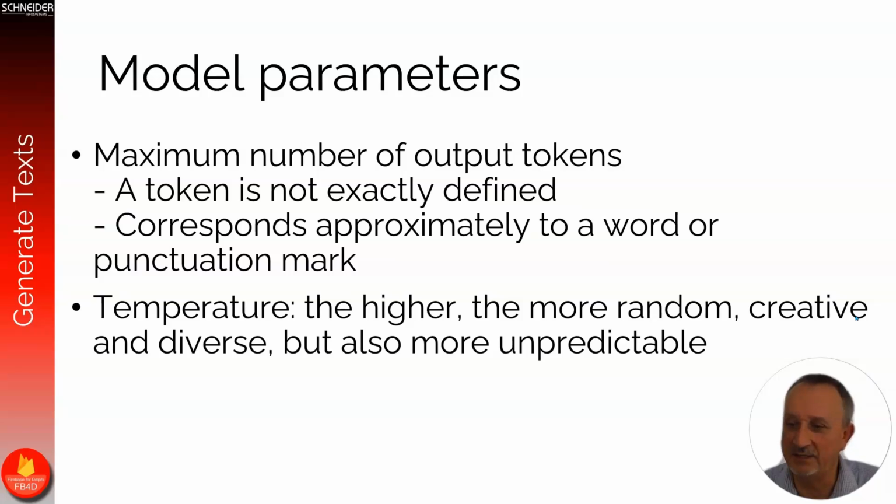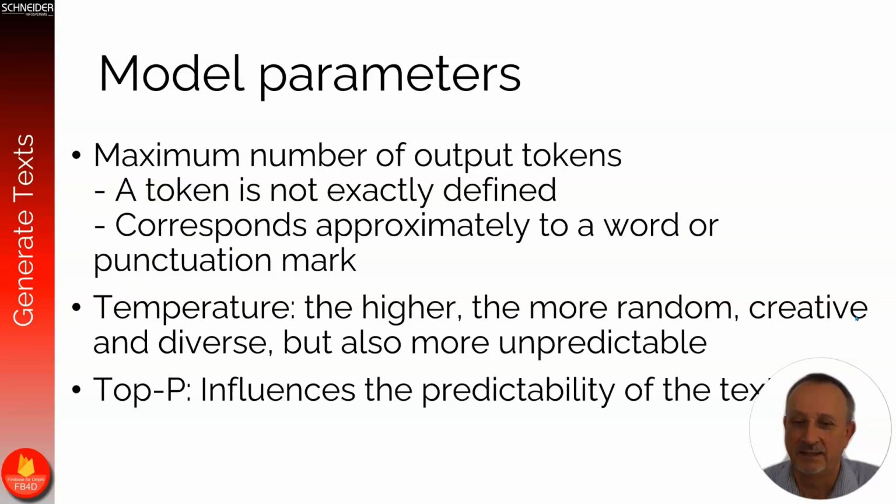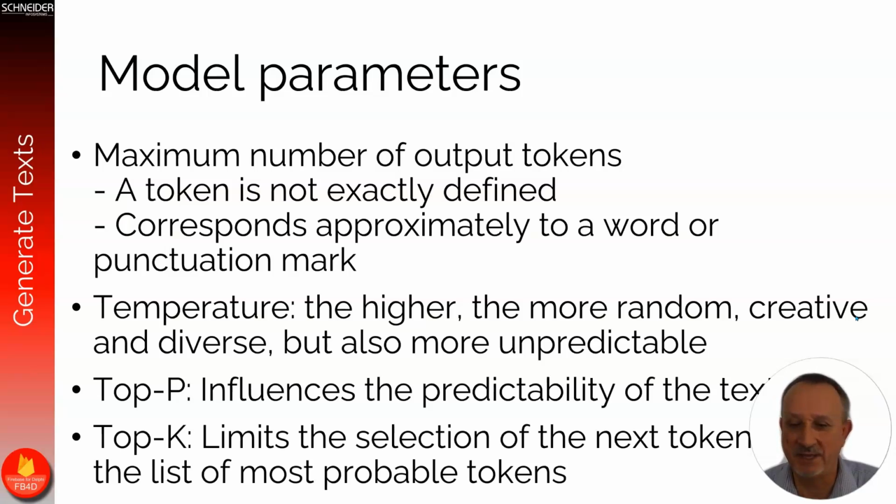The higher it is, the more random, creative, and versatile the response. But be aware, a high creativity goes hand in hand with a high unpredictability. The next two parameters, top P and top K, also influence the predictability of the answer. Play with these parameters and see which one provides the best answer to your questions.